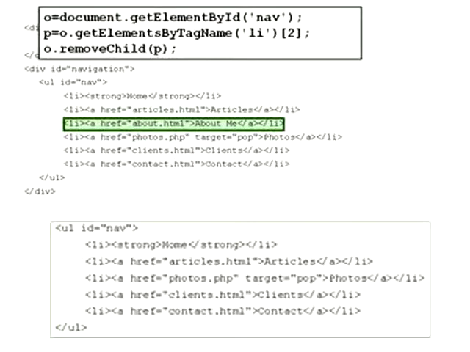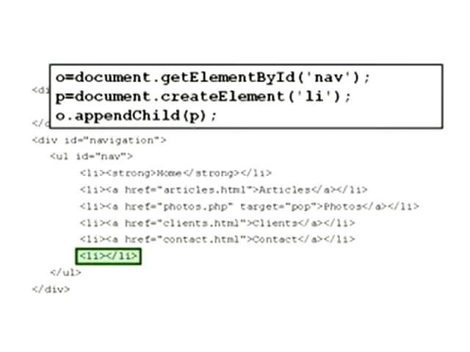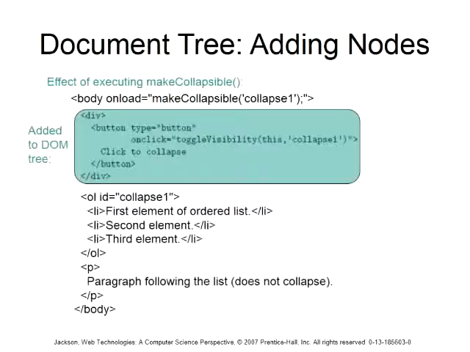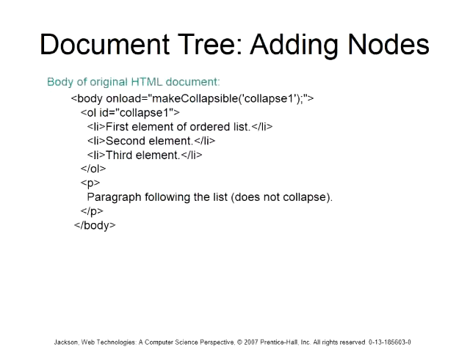We can also remove an element. So removeChild will remove an element. We select the element and after that we can remove this element. So this is an example of adding nodes in a document tree. This is our body. In the body we have OL and LI tags, and we have P tags.